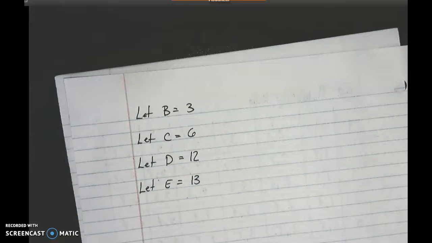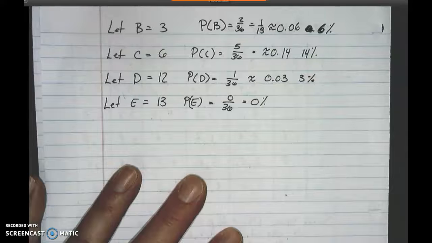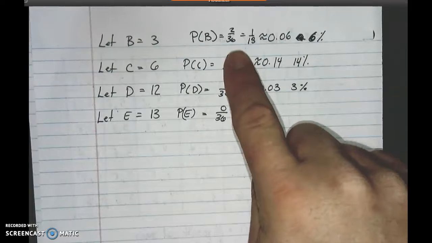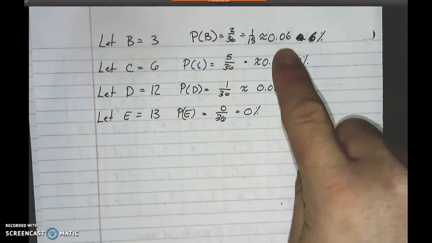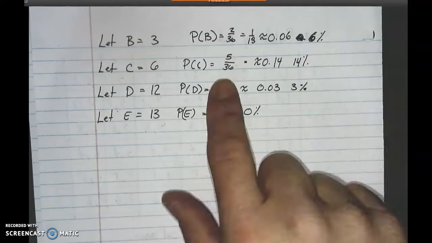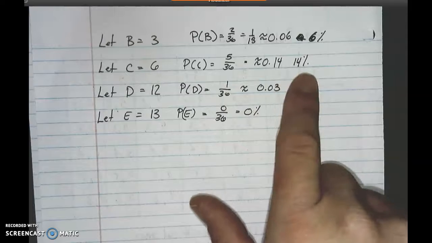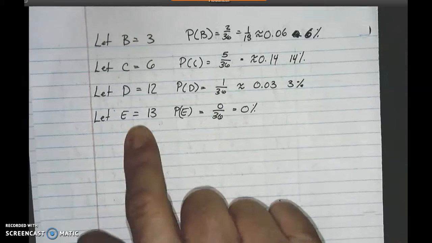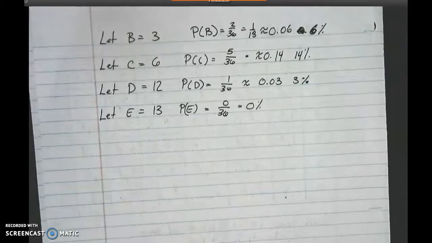I'll give you a last chance to look at things. What I did, or what you should have done, looks something like this. The probability of B is 2 over 36, which is 1/18, about 5.6%. Then 5/36 is 0.14, 14%, then 1/36 is 3%, and the chance of getting a 13, you're not going to get it. Not going to happen.